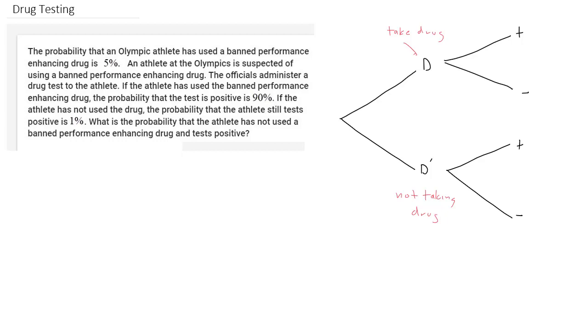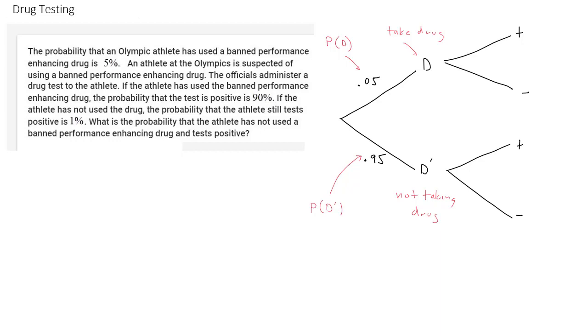We need to label these different branches using the information in the problem. So it said the probability that an Olympic athlete has used a banned performance-enhancing drug is 5%. So that means the branch going up to D is going to have the probability 5% or 0.05. And that is essentially telling me that's the probability of D. Now, along the other branch on the other side, that's going to be the probability of not taking the drug. And if the probability up here was 5% or 0.05, down here, it's going to be 0.95 or 95% because you either do one or the other, right? These have to add up to 1.